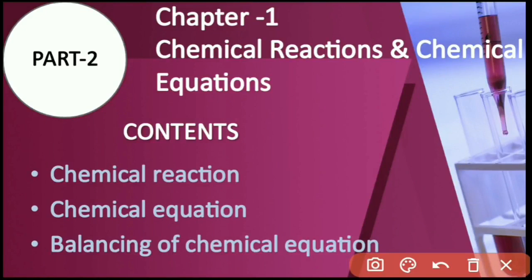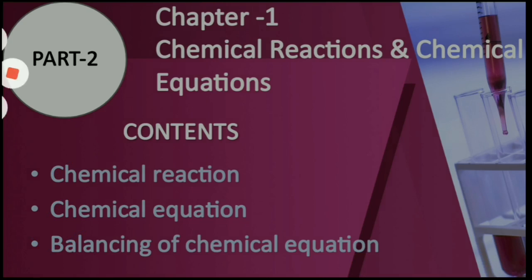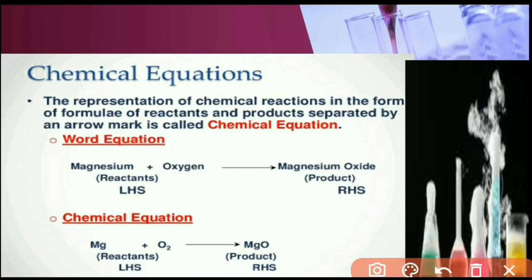Hello dear student, in part 2, chapter 1, chemical reaction and equation, we will cover the following contents: chemical reactions, chemical equation, and balancing of chemical equation by using the hit and trial method. Chemical equations: the representation of chemical reactions in the form of formulae or symbols of reactant and product separated by an arrow mark is called a chemical equation.